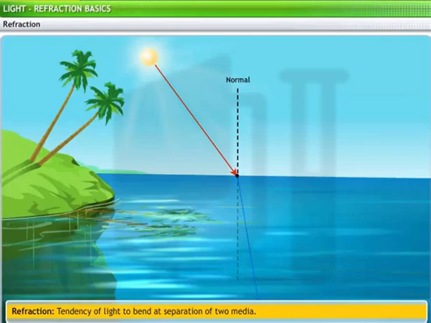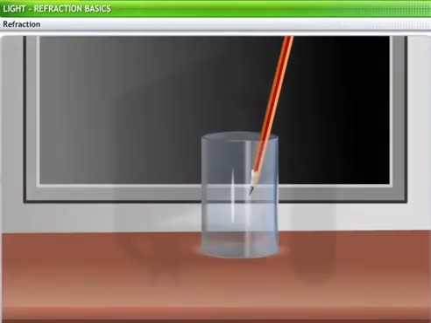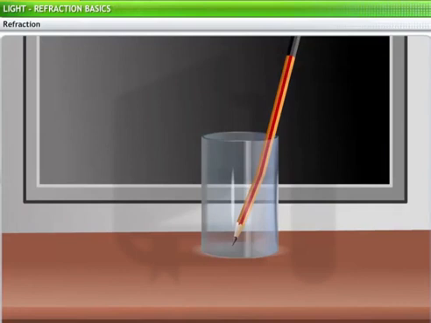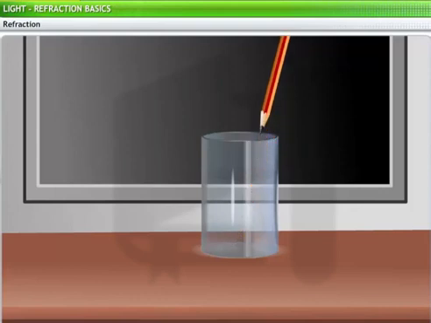Let's return to our original question. Why does the pencil bend when immersed in water? What happens to it? Actually, the pencil doesn't really change its form at all. The apparent bending of the pencil occurs due to refraction of light as it passes from air to water. The light bends at the surface of separation of the two media. In fact, any object partly immersed in a different medium will appear bent.